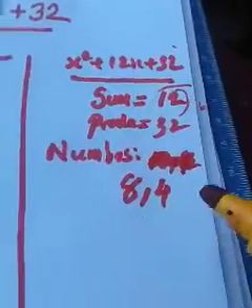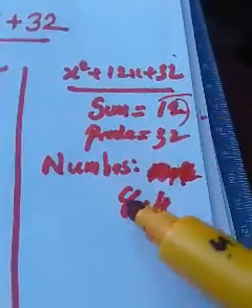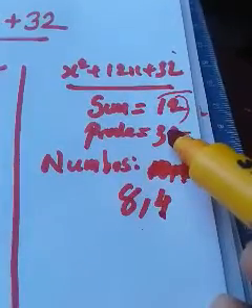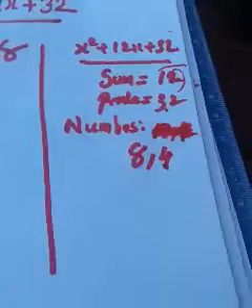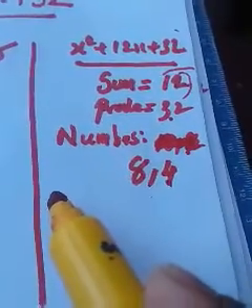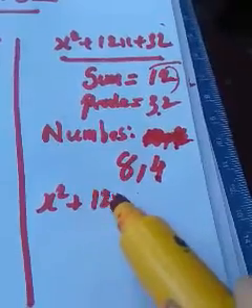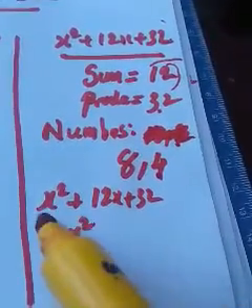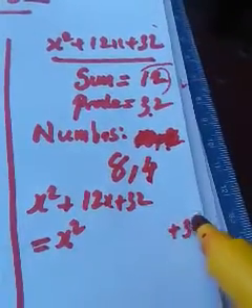Why? Because you just add 8 and 4, 8 plus 4 is 12. Multiply 8 into 4, 32. We are getting the product as 32 and sum as 12. So these are the two numbers we must select. And now we can write the same expression, x square plus 12x plus 32, and you can write it as x square, this first term as it is, the last term as it is without any change.